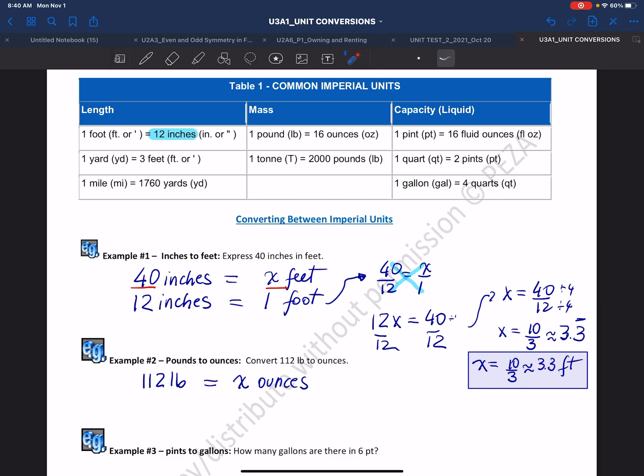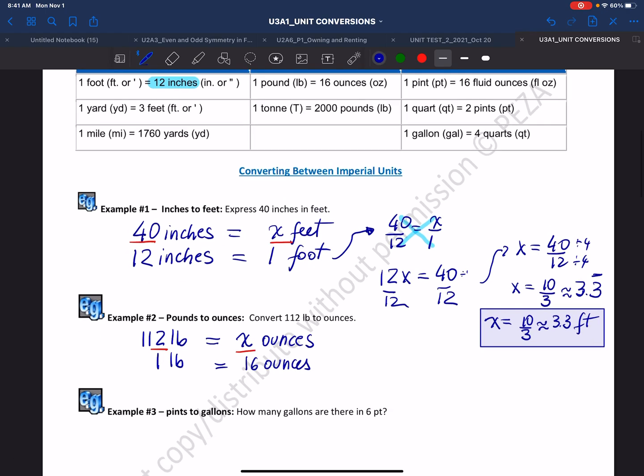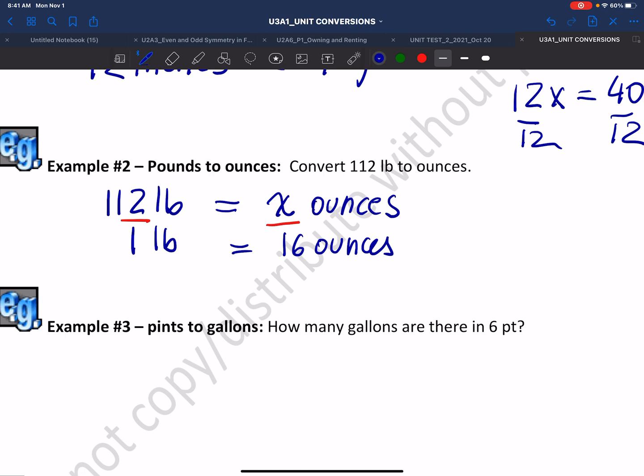And because we don't know how many ounces there are, we're going to call this X. And then we have to revisit the table again. And this time we want to check and see how many ounces are in a pound or vice versa. So we see a connection between pound and ounces here. So 1 pound is 16 ounces. So under pounds, I'm going to write 1 pound equals 16 ounces. And from here we create the equation. So make fractions in each side. And then we'll have 112 divided by 1 equals x divided by 16.